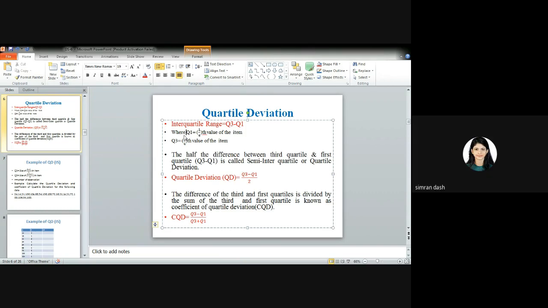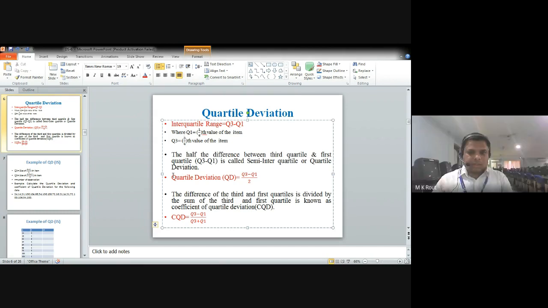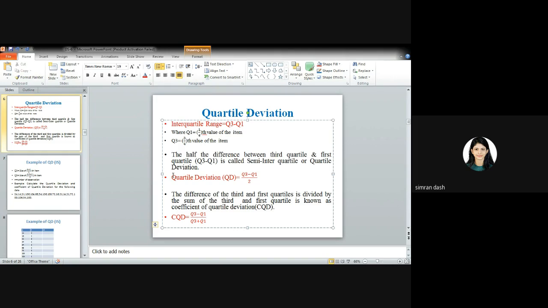Sir, is Q3 the 1/4 value of the term, or what? The cursor is on that. I can't see it. Is it not visible to you? No, sir. Now it's visible. The cursor was there, so I was not able to see.